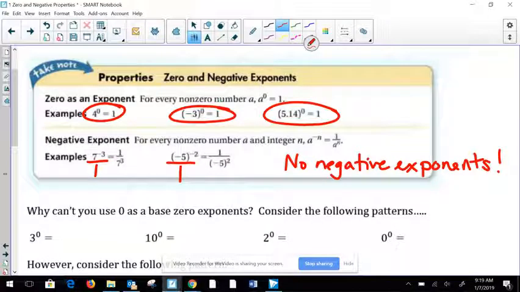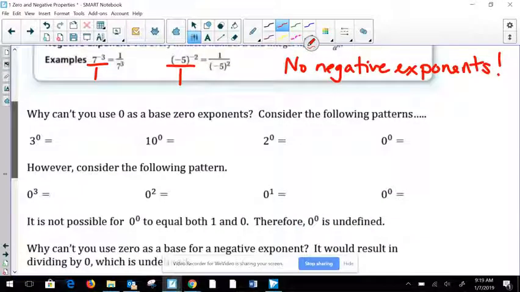Okay, so let's look at some of this stuff. Right now, if we have 3 to the 0 power, enter it into your calculator. 3 to the 0 power, 1. 10 to the 0 power, 1. 2 to the 0 power, 1. But if you enter 0 to the 0 power, you get undefined.